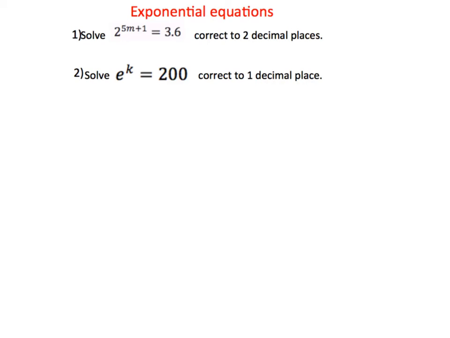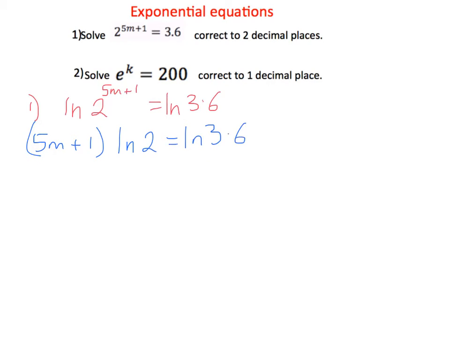Okay, let's have a look at some other exponential equations. So, same thing here. If we can't get the same base, if we can't change 3.6 into 2 to the power of something, then we're going to have to solve this exponential equation by taking the log of both sides. So, we'll take the log of 2 to the power of 5m plus 1 equals log of 3.6. So just by taking the log of both sides, bringing the power down the front of the log, and it's that whole power, so put it in brackets.